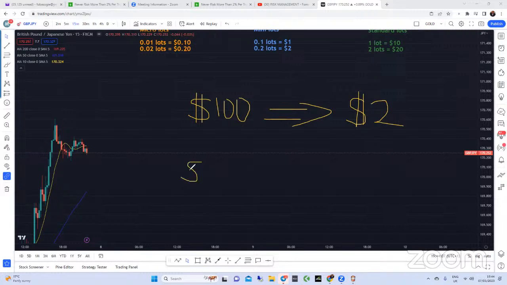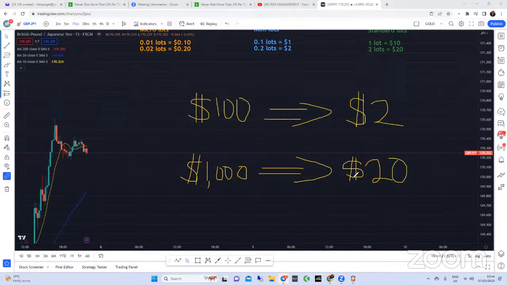If you have an account of $1,000, you use a maximum of 2%, that will come to $20. So basically it means if you lose that trade with this account, you are not going to be losing more than $20, which means you've just lost 2% of your account. You still have the remaining 98%, or in this case, you still have $980 to go.